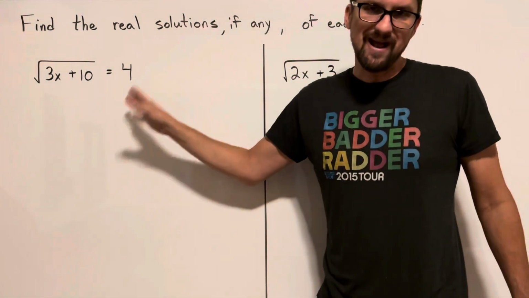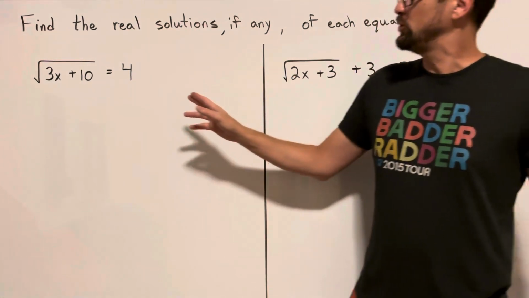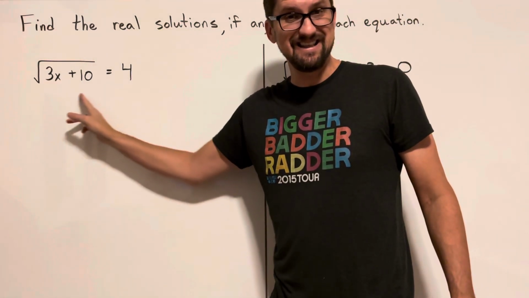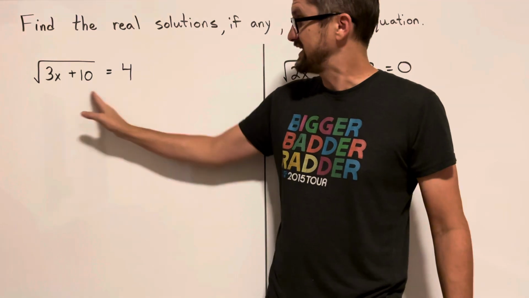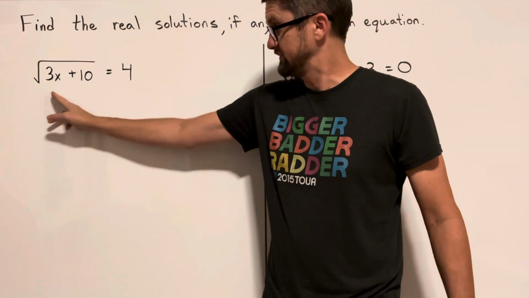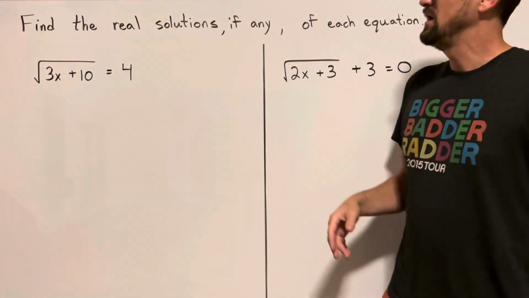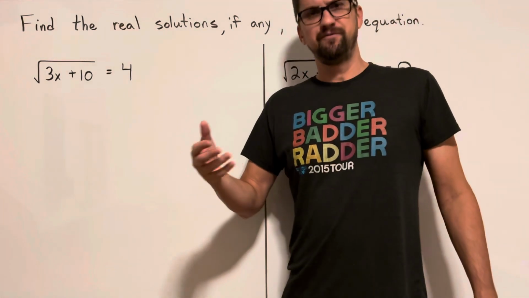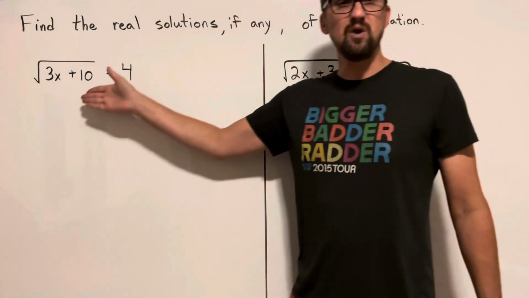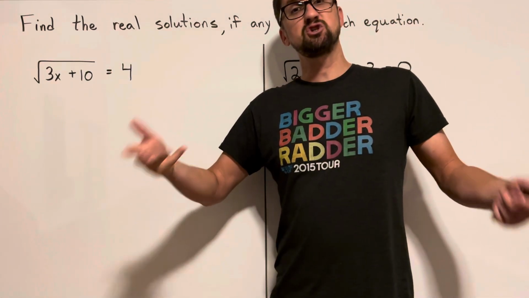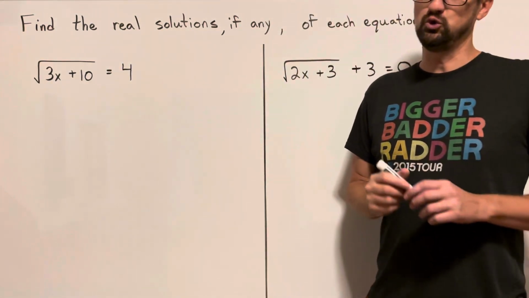Now when you're dealing with radical equations, the first thing you want to do is isolate the radical on one side, like it is here in this first example. The square root of 3x plus 10 is isolated on the left. Now once it's isolated, figure out what kind of root it is. This is a square root. So what I'm going to do is square both sides to get rid of the square root.